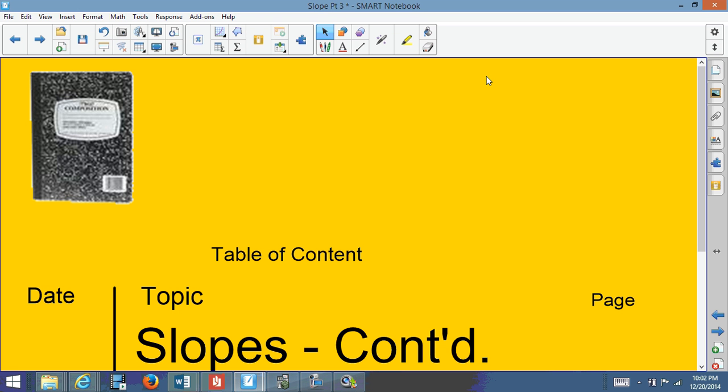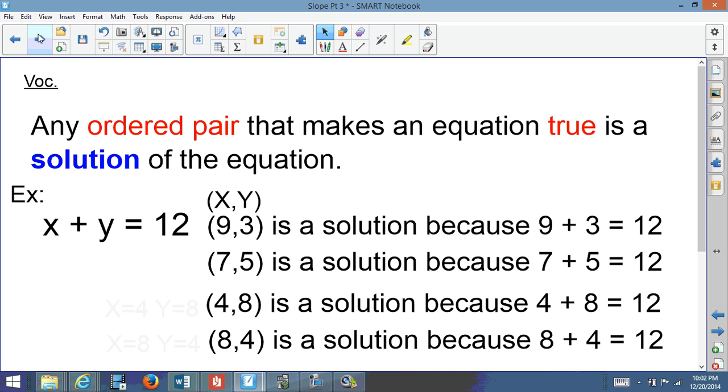This time we're talking about slopes again, so let's continue. We're going to deal with ordered pairs, though. Any ordered pair that makes an equation true is a solution of the equation.